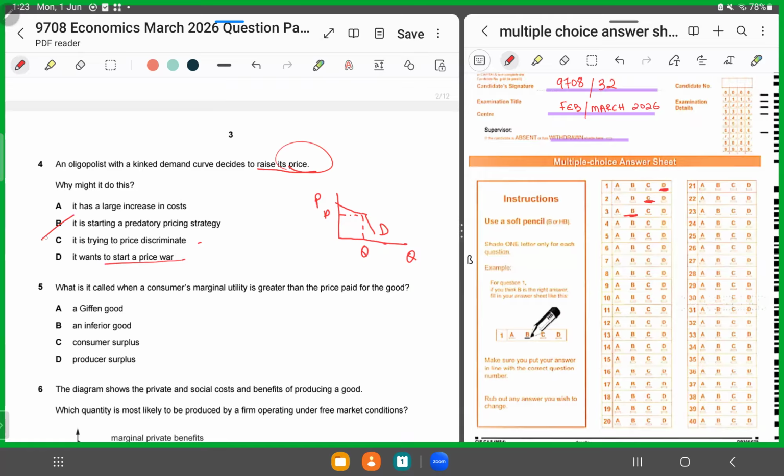So it's neither B, it's neither C, it's neither D. There must have been an increase in its cost. That is why it's trying to recover that. That is why it's got no option left. So for 4, we'll shade in A as the correct answer.